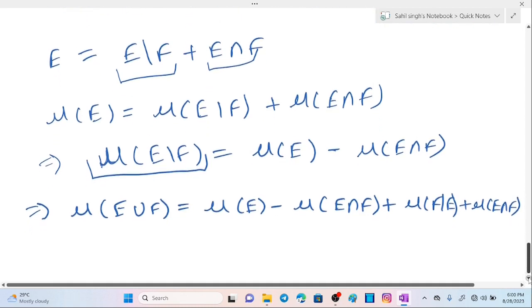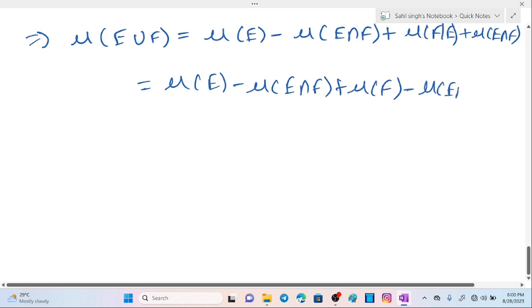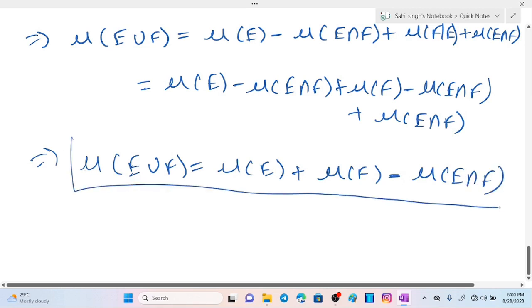Okay, similarly, we will compute mu of F but not in E, and we will get it as mu of F minus mu of E intersection F. So mu of E union F equals mu of E minus mu of E intersection F plus mu of F minus mu of E intersection F plus mu of E intersection F. From here we can conclude that mu of E union F is equal to mu of E plus mu of F minus mu of E intersection F. Okay, so this was our end result. Hope you understand, and thank you for watching this video.